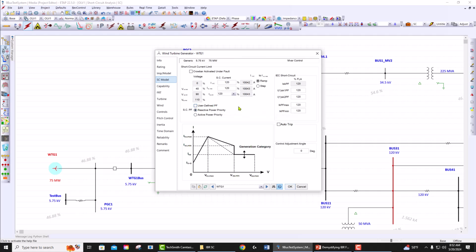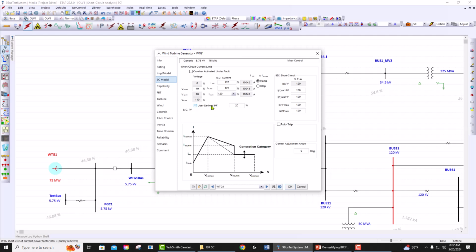As we know, the IBR short circuit currents are limited and typically slightly above their rated current. And when it comes to the fault, as the voltage drops, if they want to inject current, they have to limit either their active power or reactive power. Now, which one to curtail first and which one to curtail second is determined by this power priority. Now, we have three options.